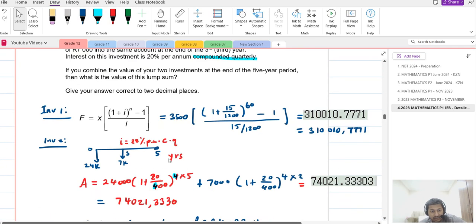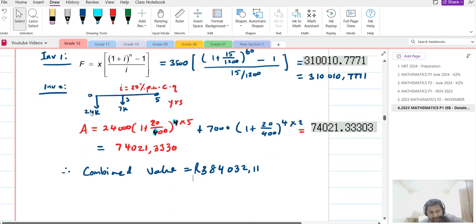I hope you guys are understanding. You can go and accumulate this 24,000 to 3 years, then add the 7,000 and then take the total value, but it's too long. Just work out the individual at the end.